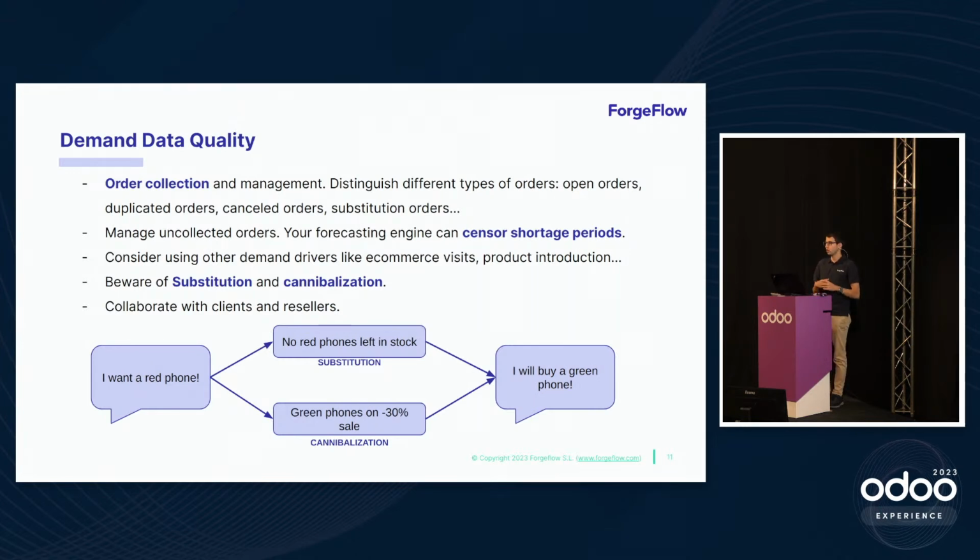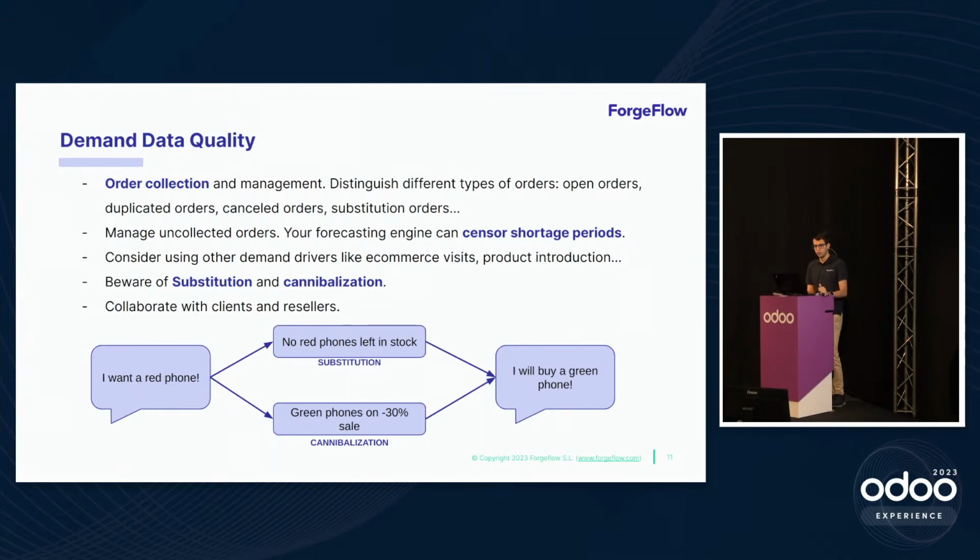We need to manage uncollected orders. In periods of shortage, we have demand. It's just that we cannot deliver it. In that case, we will most likely not register sale orders, so it's interesting that you provide this information to your forecasting model to be able to censor those periods and not distort the result.